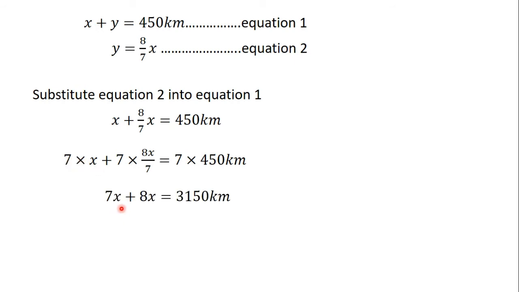7 times x will give us 7x. From algebra, we know that 7 times x is 7x. 7 and 7 here will cancel out, so you will be left with 8x. And this is equal to 7 times 450 kilometers, which will give us 3,150 kilometers. 7x plus 8x will give us 15x. So we have 15x is equal to 3,150 kilometers. We want to find x, which is the distance covered by train A after 2 hours.